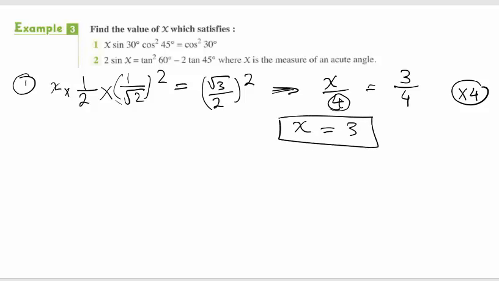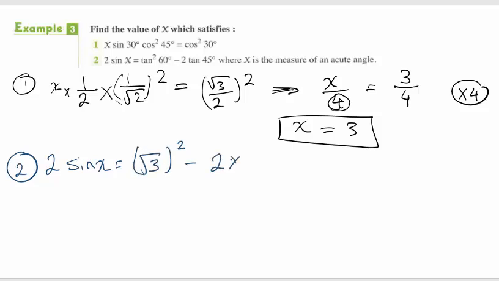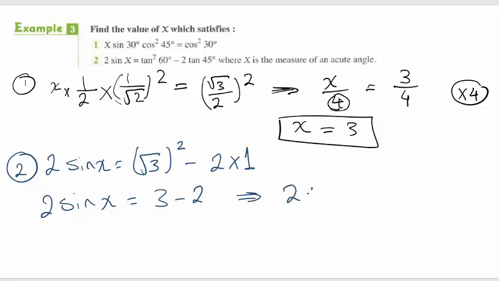Let's move to the next part, which is the second one. 2 sine x equals tan squared 60. Tan 60 equals root 3 raised to the power of 2 minus 2 multiplied tan 45, which is equal 1. So 2 sine x will be equal root 3 power 2, which is 3, minus 2 by 1. So this means that 2 sine x will be equals 1.